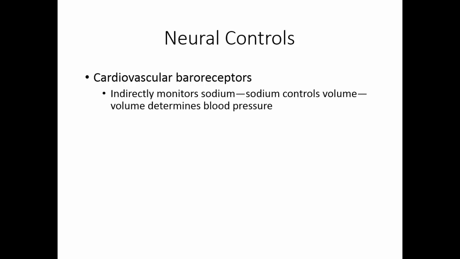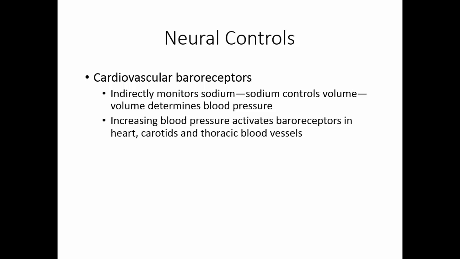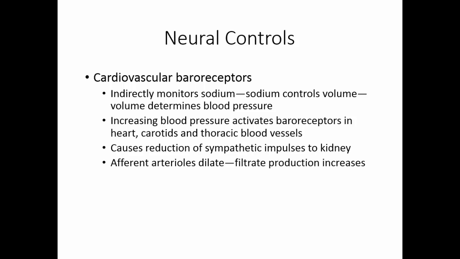The neural controls for sodium include the cardiovascular baroreceptors. These very indirectly monitor sodium. Sodium controls blood volume, and blood volume determines blood pressure. When there is an increasing blood pressure, this activates the baroreceptors in the heart, the carotids, and the thoracic blood vessels. This causes a reduction of sympathetic impulses to the kidney. This means that the afferent arterioles will dilate.